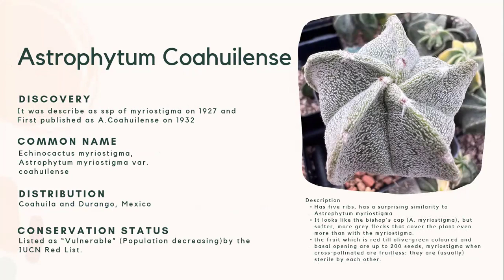So as a separate species. The common name is Astrophytum, formerly Echinocactus myriostigma. So that's the name from before. And the distribution is in Coahuila and Durango in Mexico. The conservation status is vulnerable because it's declining in the habitat.